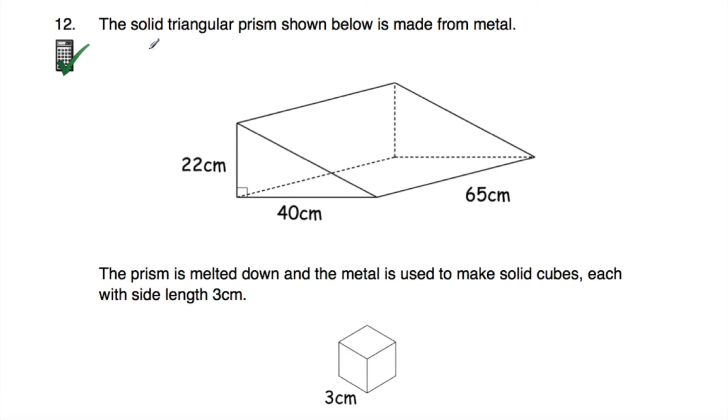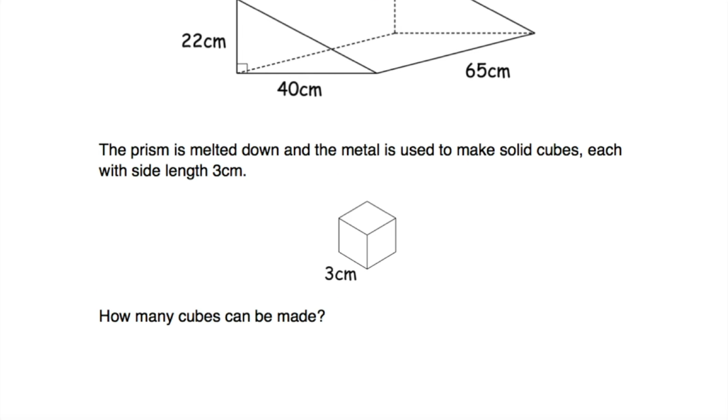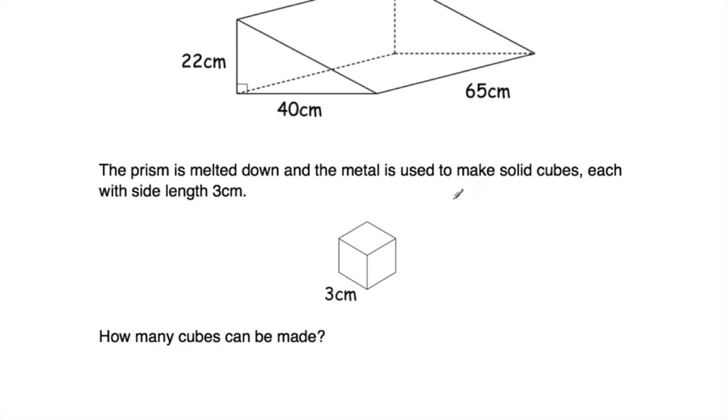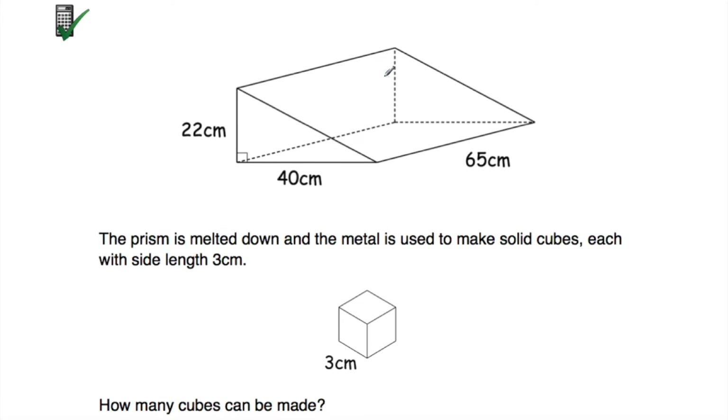So question number 12 says, the solid triangular prism shown below is made from metal. So we've got this metal triangular prism, and we've got the triangle, which is the cross section here, and the base of the triangle has a length of 40 centimeters. The height of the triangle is 22 centimeters, and the length of the prism is 65 centimeters. And we're told that this prism is melted down, and the metal is used to make solid cubes, each with a side length of 3 centimeters. So we want to make lots of these cubes that have got a side length of 3 centimeters. And the question says how many cubes can be made. So how many of these cubes can be made from the metal that comes from this shape here?